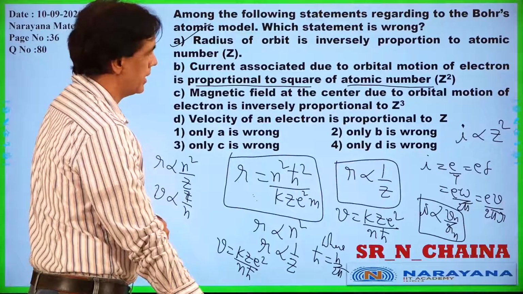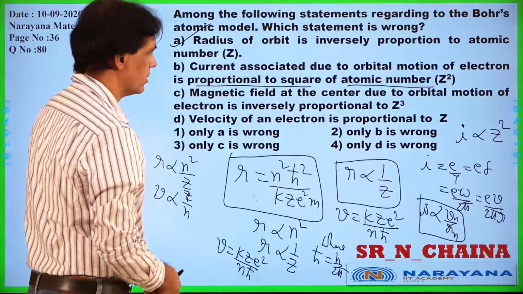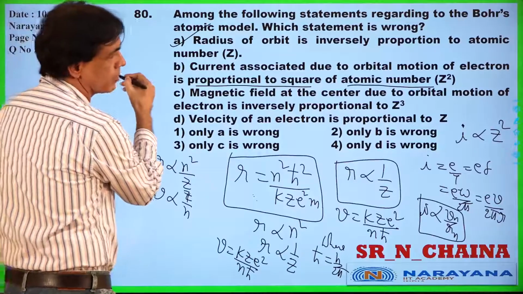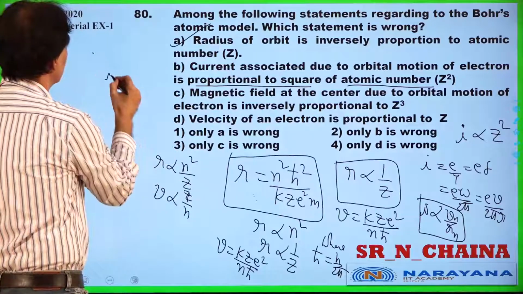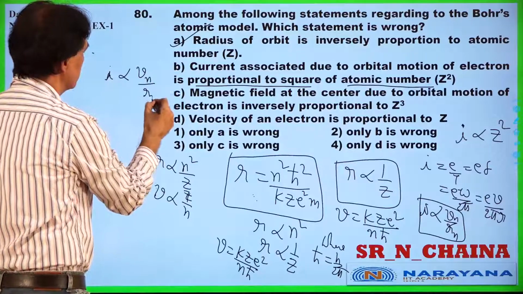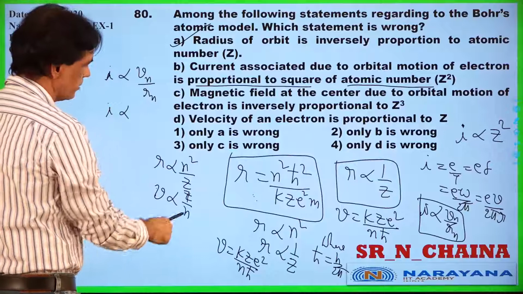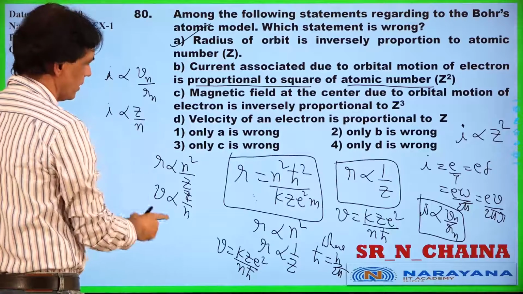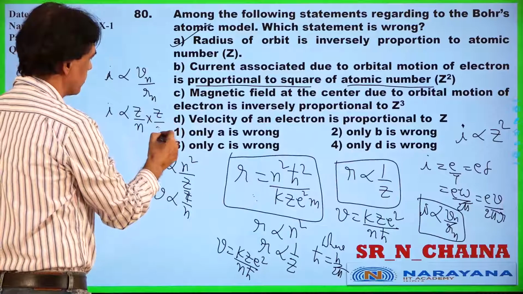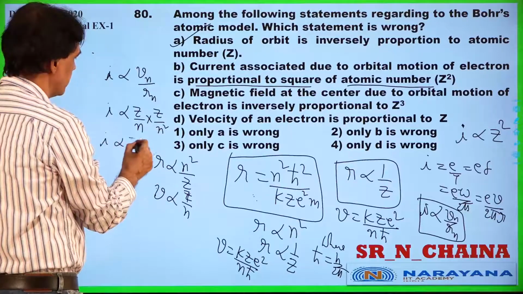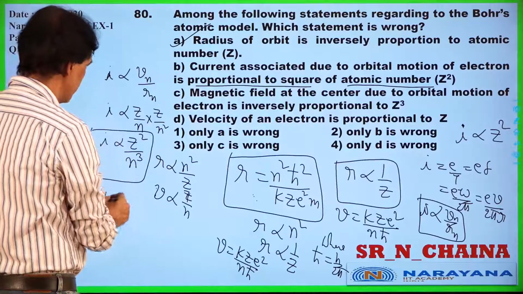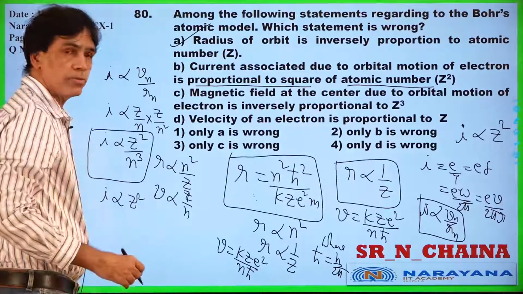The question is about I being proportional to Z square. Is it true or false? That's what we need to check. So I is proportional to v_n by r_n. So v is Z by n, into r_n, which is n square by Z. Z by n square, I can write like this. So I is proportional to Z square by n cube. This way we can understand that I is proportional to Z square is correct. It is also inversely proportional to n cube.